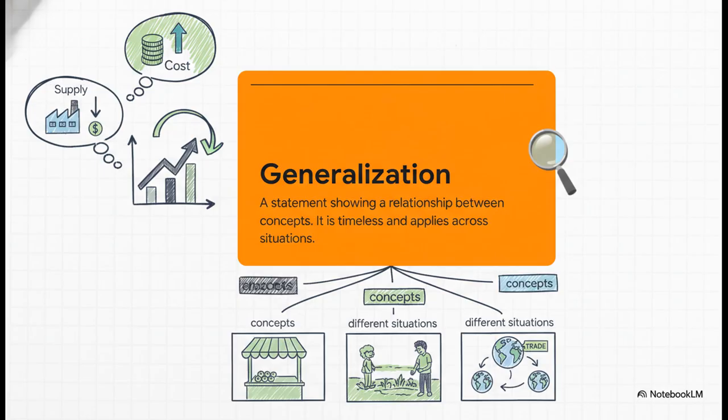And this is where the real magic happens. Generalizations are the powerful, big ideas we get when we connect different concepts. They're the rules that apply across tons of different situations. So if you link the concepts of supply and cost, you get a generalization like, as supply decreases, costs increase. Now that's a rule you can use almost anywhere.